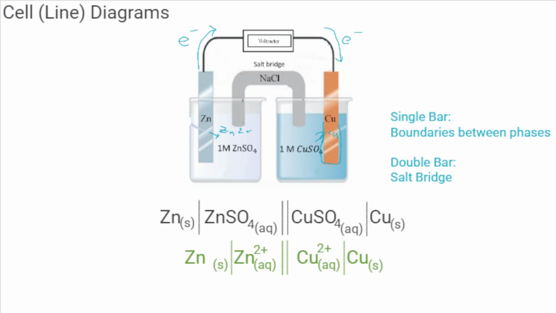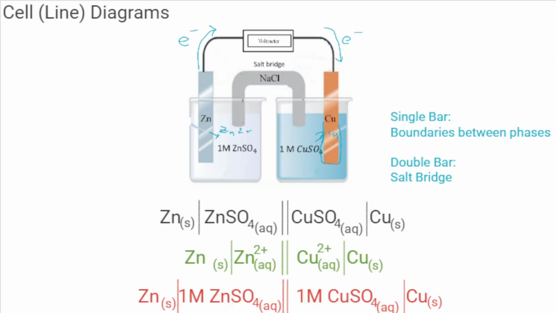And another way we could draw our cell diagram is to be a little bit more descriptive, in case someone wanted to know exactly what experiment we were doing. So in this case, we could include something such as our molarities. So we have our zinc going into a 1 molar zinc sulfate solution, and then through a salt bridge to a 1 molar copper sulfate solution, and finally to our cathode, our copper solid. So all three of these are very legitimate ways to draw a cell diagram.